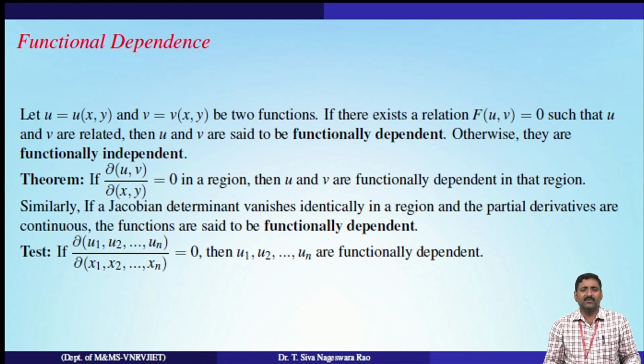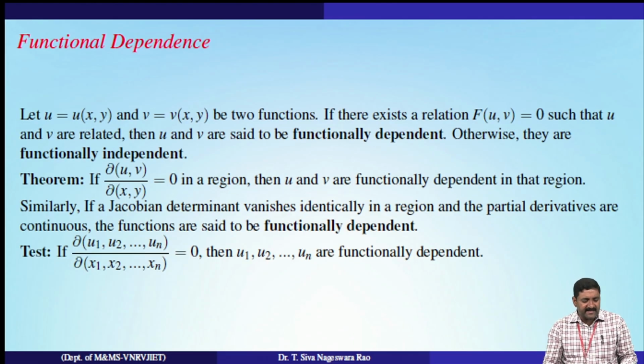Now we will talk about functional dependence. Generally, what does it mean? Here we will take two or more functions. If we say functional dependence, it means there is some relation between the given functions such that one function seems to depend upon another function. That is called depending upon one function with another function by using a functional relation. So we will call it functional dependence.